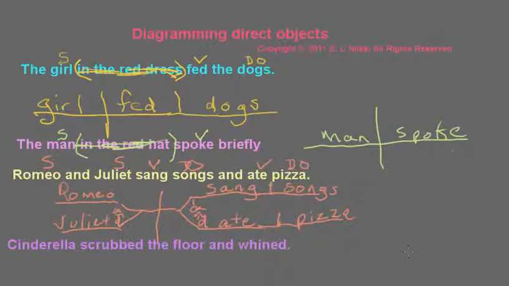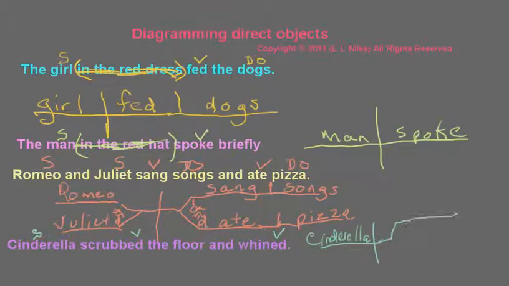Cinderella scrubbed the floor and whined. Now you'll remember we did this one when we were diagramming subjects and verbs. Okay, so will we have any prepositional phrases? No. Do we have any action? Yes. Scrubbed, whined. Who scrubbed and whined? Cinderella. There's our subject. Now we diagrammed this before, remember? We have Cinderella. And I have my subject verb line.